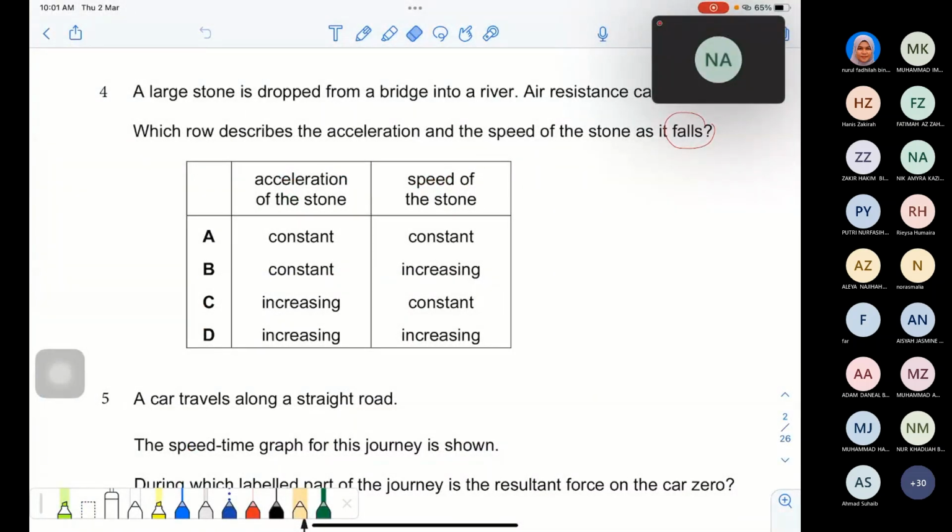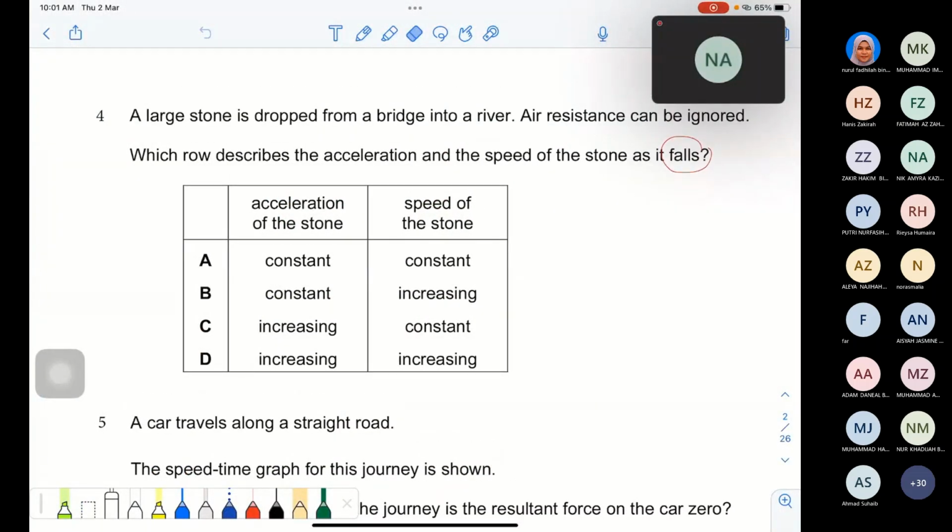Alright, a large stone is dropped from a bridge into a river and resistance can be ignored. Which row describes the acceleration and the speed of the stone as it falls? Acceleration of the stone. Okay, let's understand it again. A large stone is dropped from a bridge. Okay, never mind, no need to draw the bridge, it's not important. Into a river. And the resistance is gone. We just ignore it.